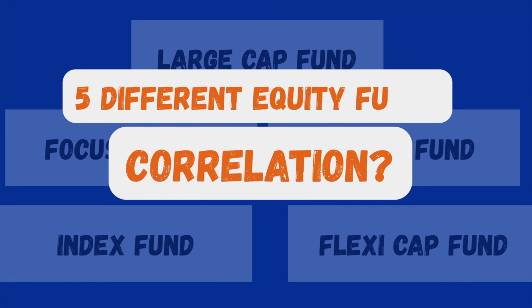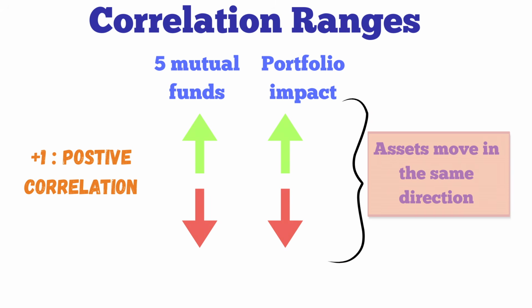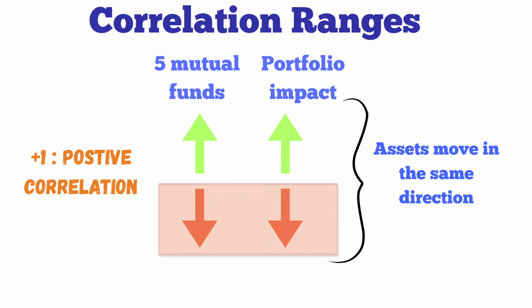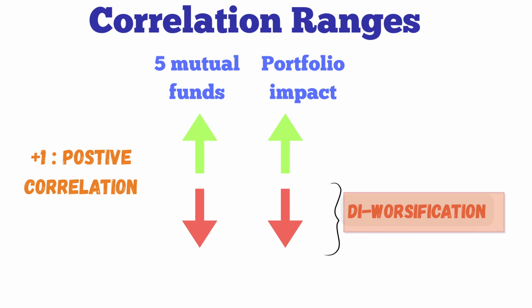Let's come back to the portfolio of 5 equity funds. What do you think would be the correlation of these? It would be a high positive correlation of 0.95 plus. That means these funds tend to move almost identically in the same direction. So even with 5 different fund names, your portfolio may still be exposed to the same underlying risk. This can also be called diworsification. More funds but without meaningful diversification benefit.